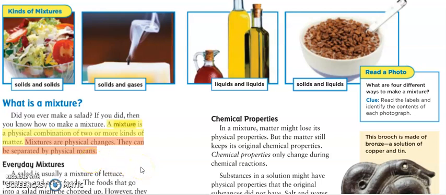So, if you mix any two or more kinds of matter, like in this picture, of course you make a salad. When you mix tomato, cucumber, lettuce, and olive, for example, you make a salad. When you make a salad, you can pick out the tomato if you don't like it, or the piece of cucumber or the lettuce. So this is an example of a mixture. Mixtures are physical changes. They can be separated by physical means.